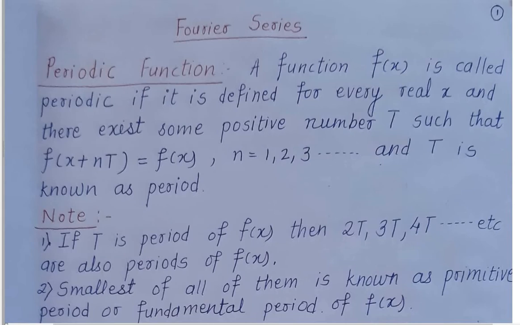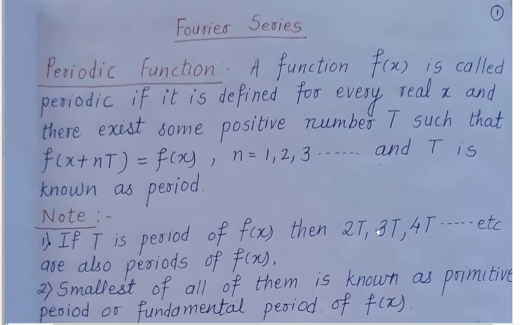So first we need to understand what a periodic function is. A function f of x is called periodic if for every value of x there exists some positive number t such that f of x plus nt is equal to f of x, for n equal to 1, 2, 3 and so on. And this t is known as the time period.